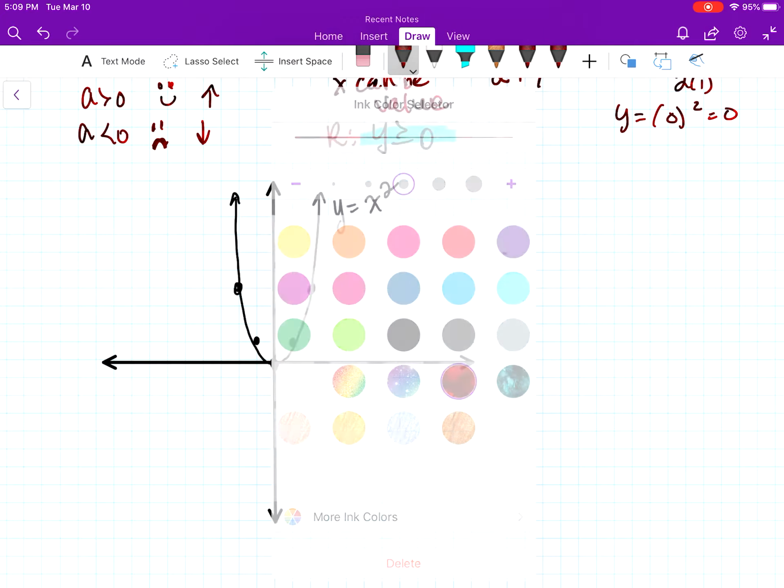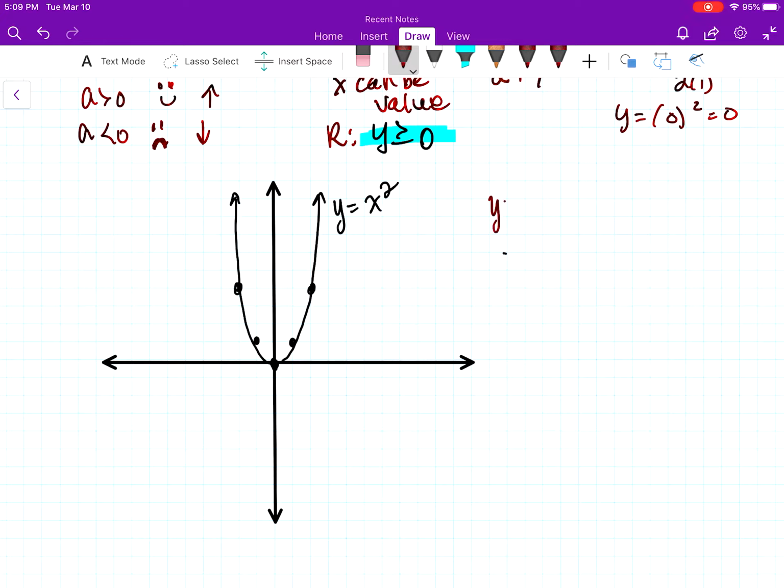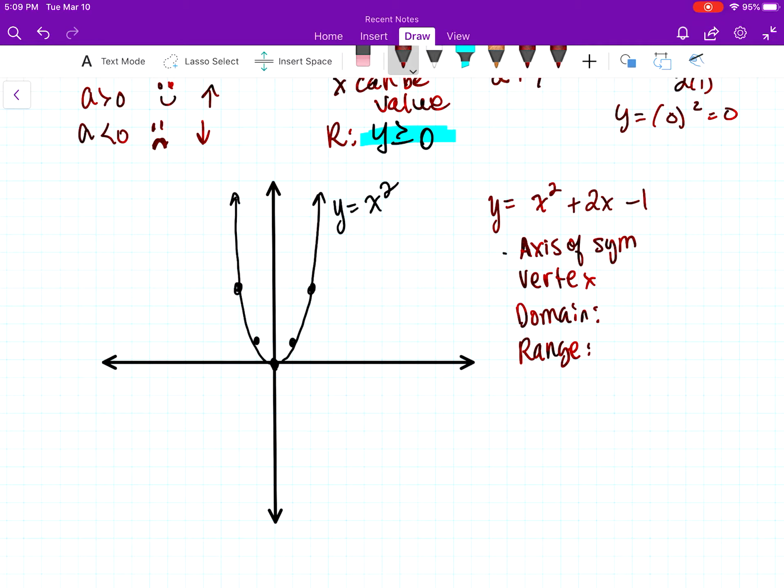All right. Now I'm going to talk about our next quadratic equation, and I'm going to give you the quadratic equation y is equal to x squared plus 2x, and we're going to subtract 1, okay? Now, we want to find our axis of symmetry. We want to find our vertex, and we want to find our domain, and we want to find our range.